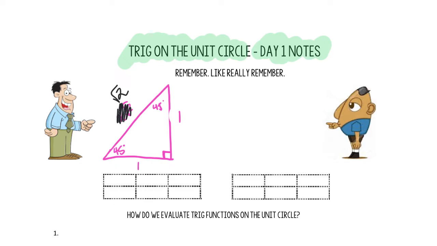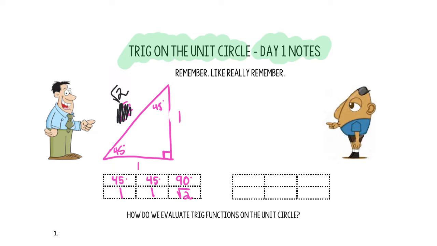So in that little box underneath there, I want you to put 45, 45, 90, and the leg lengths that are going to go with that. So in a 45, 45, 90 triangle, you're going to have a leg length of 1, 1, and a hypotenuse of square root of 2.